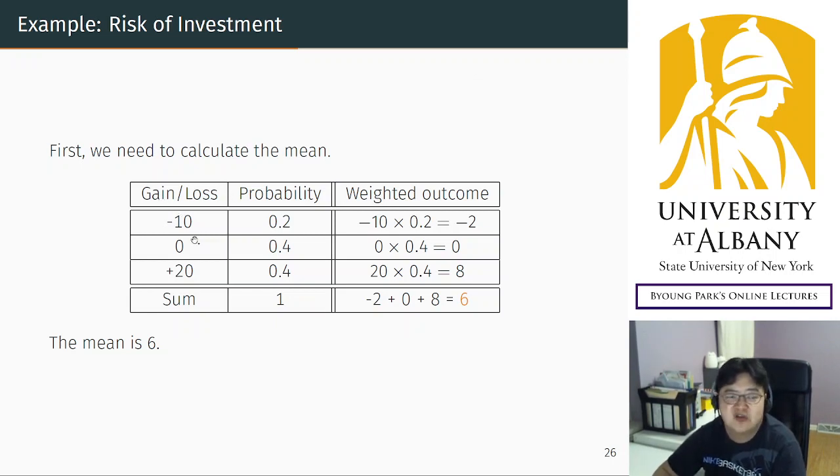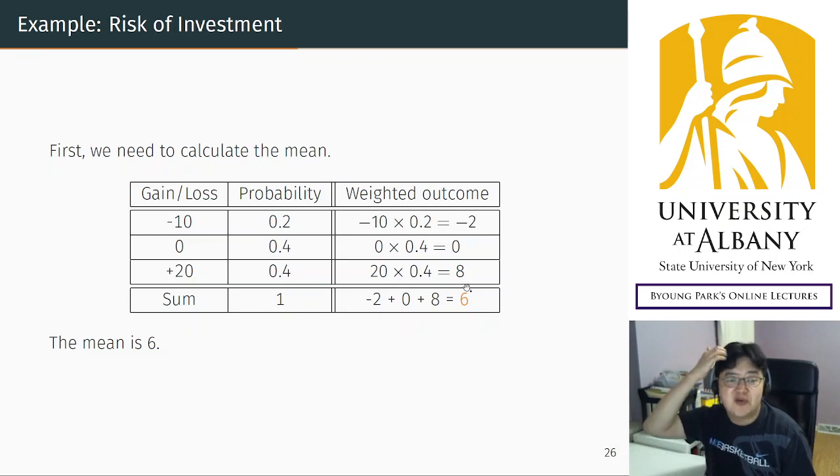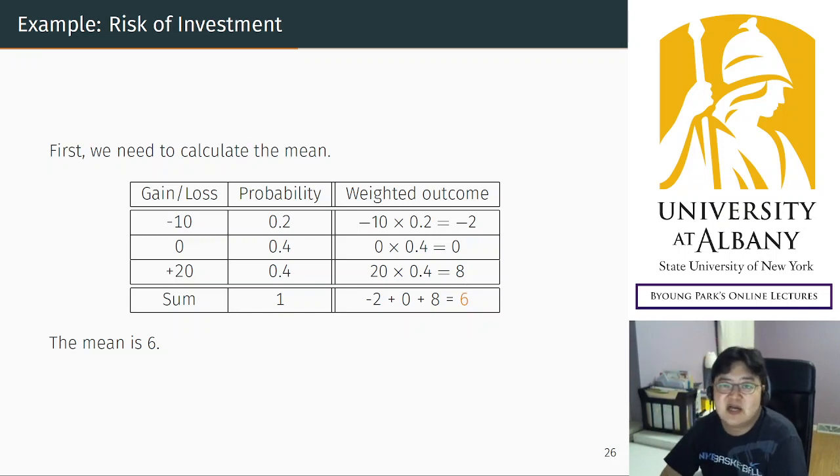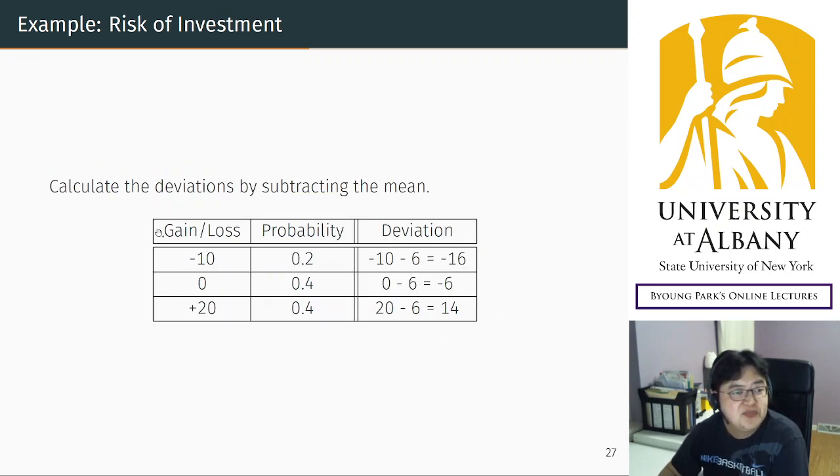So you know how to calculate the mean. Multiply the outcome by its probability to obtain the probability weighted outcome. Probability weighted outcomes, and their sum is the mean. So the mean is 6. So on average, you can make $6 profit from the investment, right? The mean, but it's not important. The mean is just a mean.